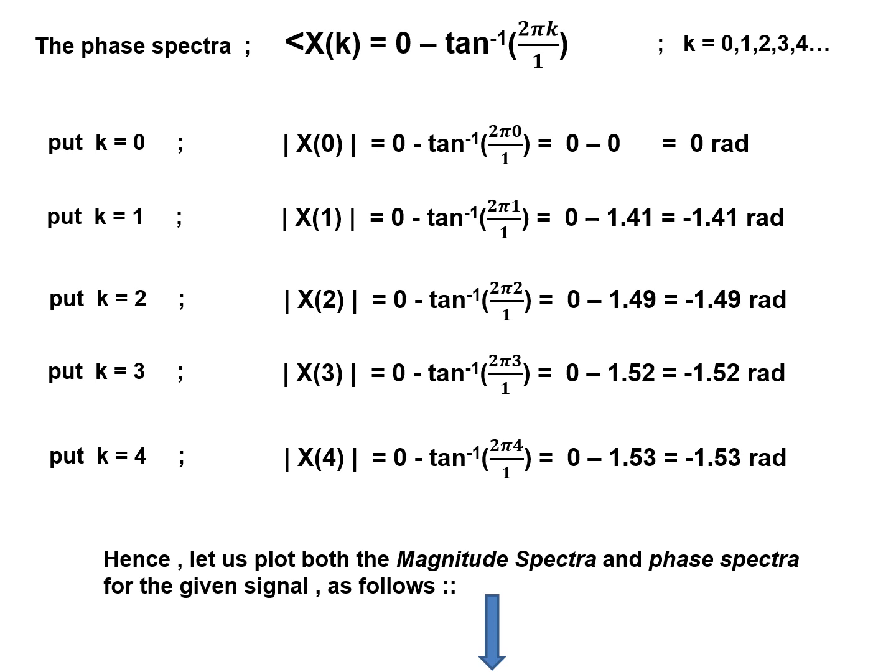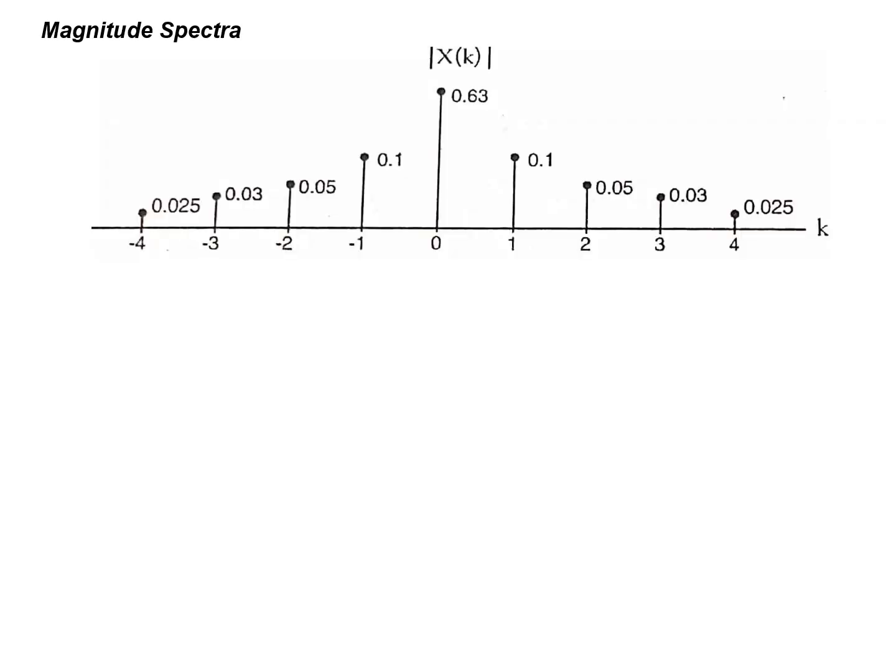So now we are ready with the few samples of amplitude spectra and phase spectra. We can plot the graph of amplitude versus frequency and phase angle versus frequency, which are called magnitude spectra and phase spectra for the signal. For the magnitude spectra, I always plot k equal to 1, 2, 3, 4, etc. and k equal to -1, -2, so that we get the Fourier components for both positive frequency and negative frequency.